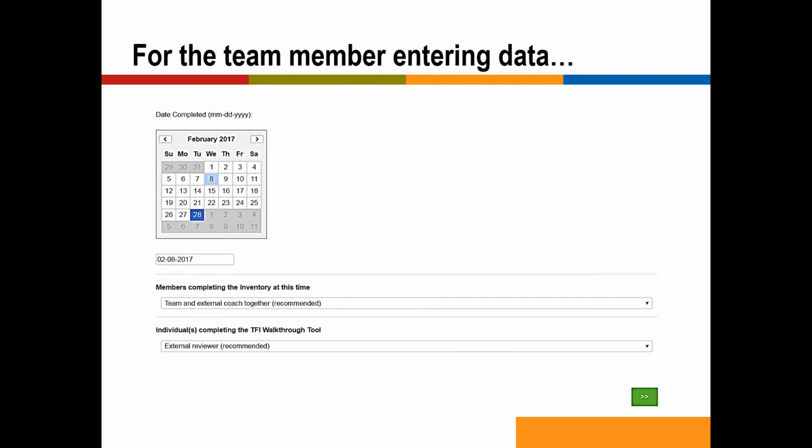If you have an external evaluator with your team, the choice will always be an external evaluator, as shown on this screen. Next, click the green button with the arrows at the bottom right-hand corner of the page to continue your TFI facilitation session.